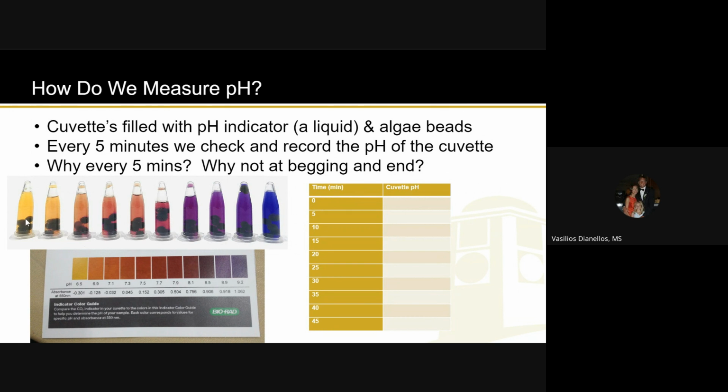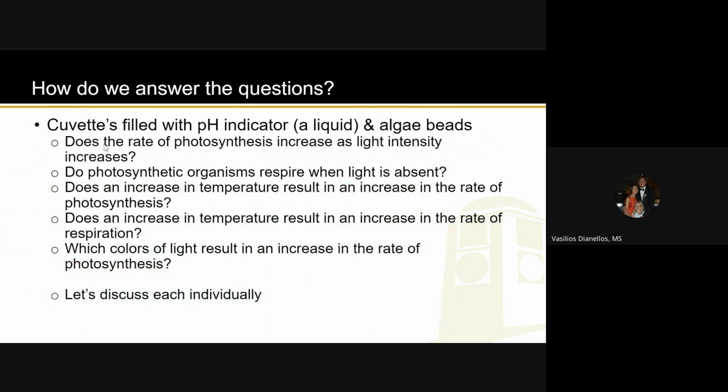That's one reason. The other reason is, obviously, the more algae beads you have, the more carbon dioxide is being produced during respiration, and the more carbon dioxide is being used in photosynthesis. So with multiple algae beads, we're going to see a greater and quicker change in our pH. So now you know. Anyway, again, we've already talked about this. These are the questions that are going to be answered in this lab. So let's talk about them individually. How are we going to answer these questions in this lab and these different experiments?